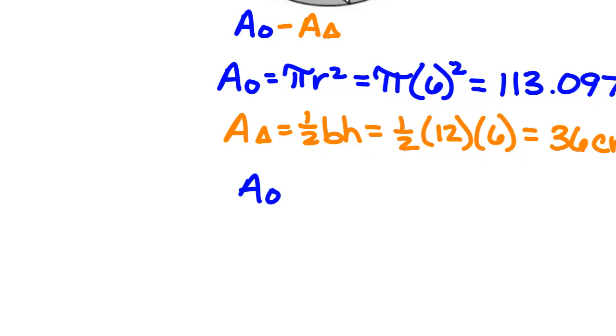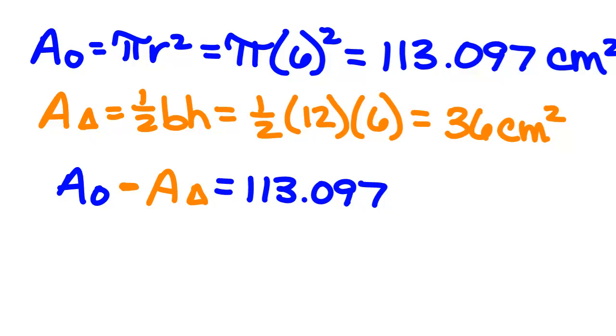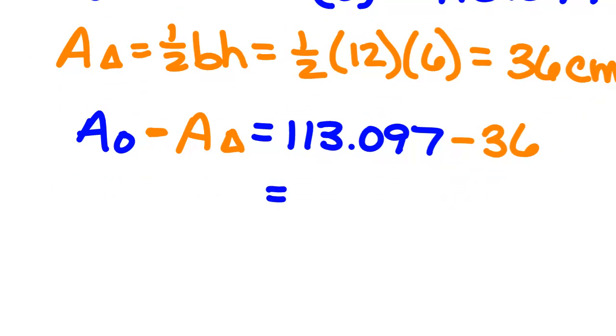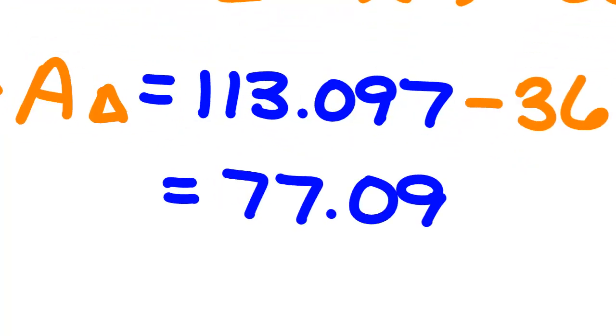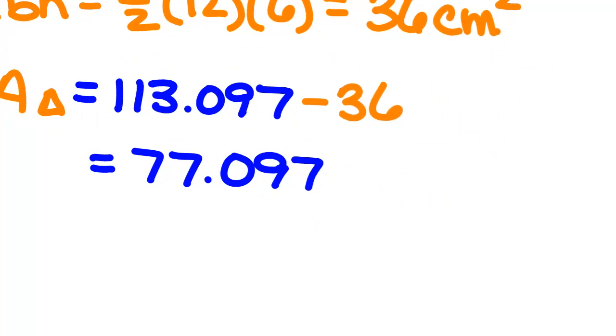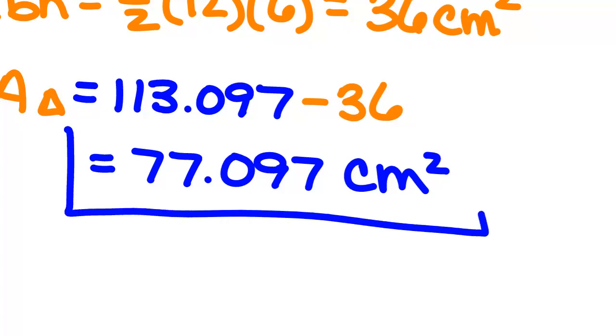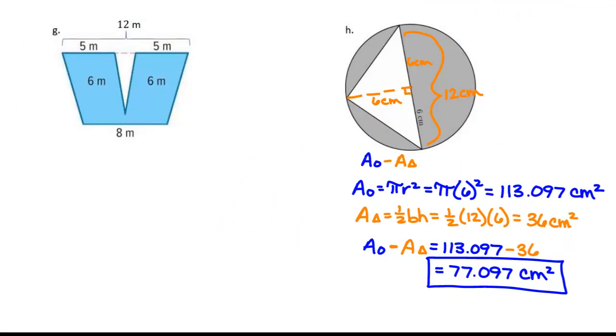So the area of the circle minus the area of the triangle is 113.097 minus 36. What do we get when we subtract those? 77.097 units with that. Centimeters squared. Very nice work.